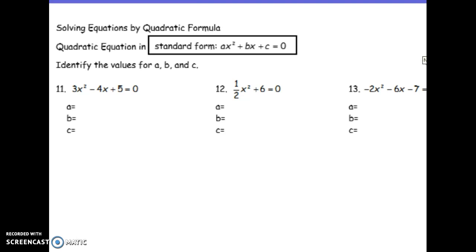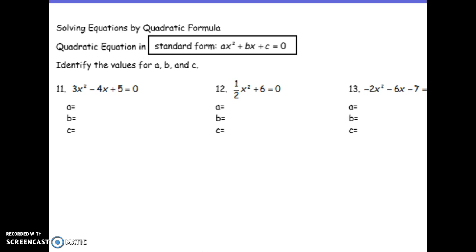Okay. Now we're going to go into solving equations by quadratic formulas. So not all of our quadratic equations are factorable. If they're not factorable, you can use the quadratic formula. The quadratic formula should work for all problems. So you don't want to just try to factor it and say your answer is prime. If you get prime, then you're going to need to try to use a quadratic formula.